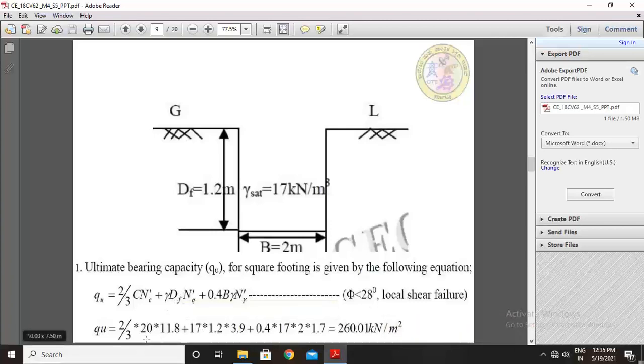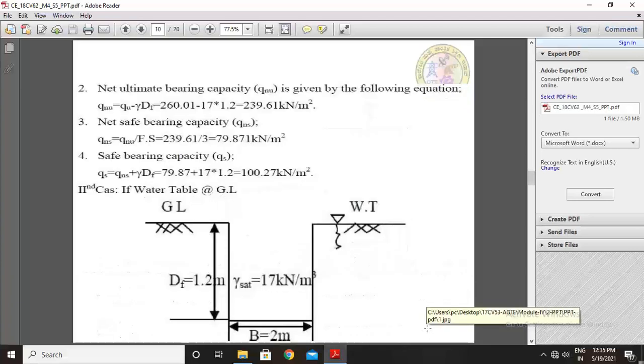So 2/3 into C is 20, into NC' is 11.8, plus gamma is 17 into Df is 1.2 into NQ' is 3.9, plus 0.4 into B is 2 meter, gamma is 17, N gamma' is 1.7. So the answer is 260.01 kilonewton per meter square. This is the ultimate bearing capacity.